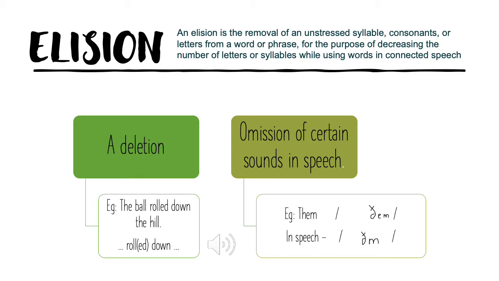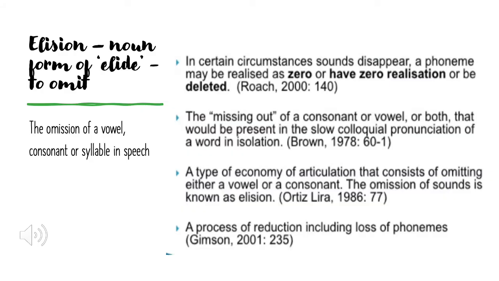So that is elision. The word elision comes from the verb elide. To elide over something means to omit something. So, as I have already explained, it's the omission of a vowel, consonant, or syllable in speech. On the slide, you can see the remarks made by some eminent linguists about elision. I'll just read the one by Gimson there. Elision is a process of reduction, including the loss of phonemes.